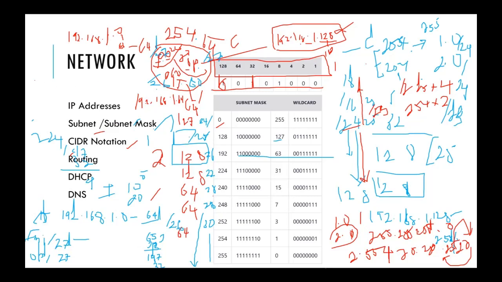For instance, if I have a 192.168.10.5 under a slash 25, this IP address would not be able to reach, let's say, 250. We know why.